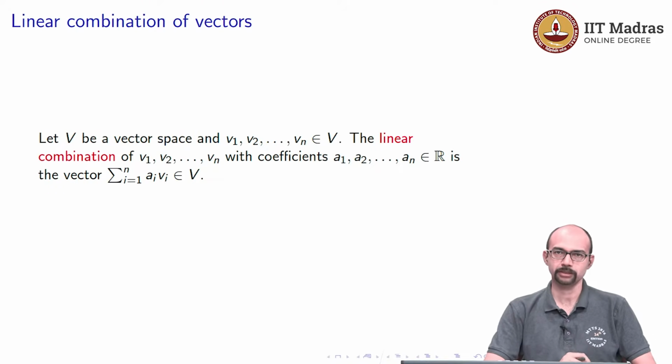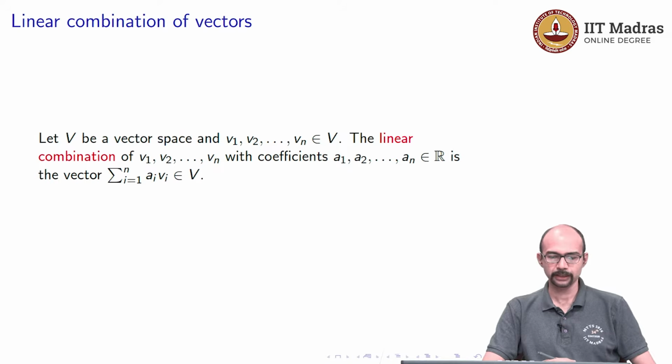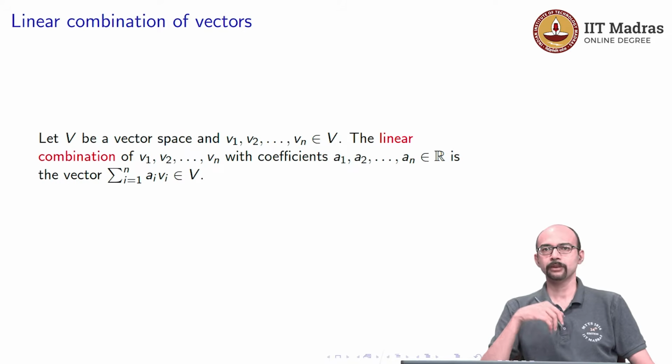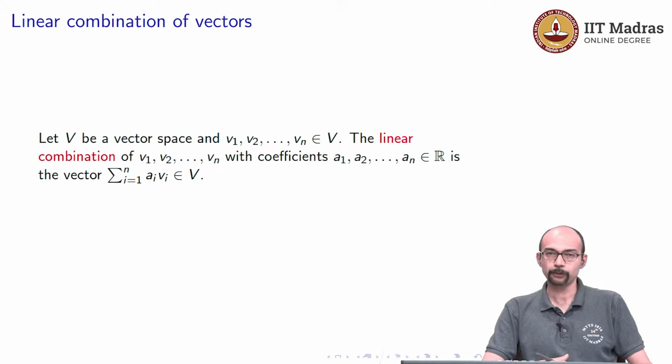This is the key definition which is going to drive this video and several subsequent videos. So let's pay careful attention to this. Let V be a vector space, and suppose we have a bunch of vectors v1, v2, ..., vn. The linear combination of v1, v2, ..., vn with coefficients a1, a2, ..., an, which are real numbers, is the vector summation ai vi. What does this mean?